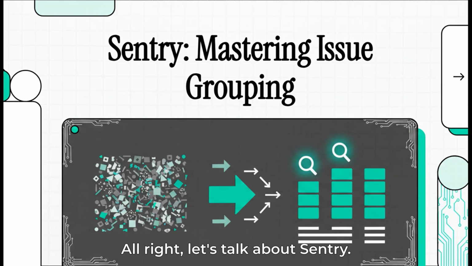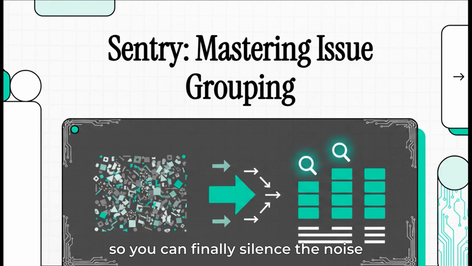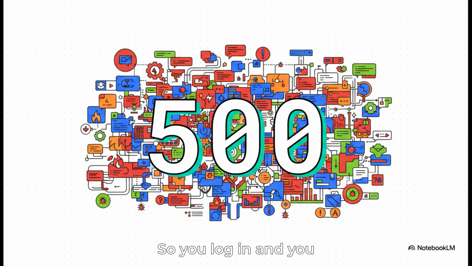All right, let's talk about Sentry. If you're a developer, you know this feeling, right? You open up Sentry and it's just a wall of alerts. It's this constant stream of noise that makes finding the real bugs feel like looking for a needle in a haystack. Well, today, we're going to fix that. We're going to tame Sentry's issue grouping so you can finally silence the noise and get back to fixing the bugs that actually matter.